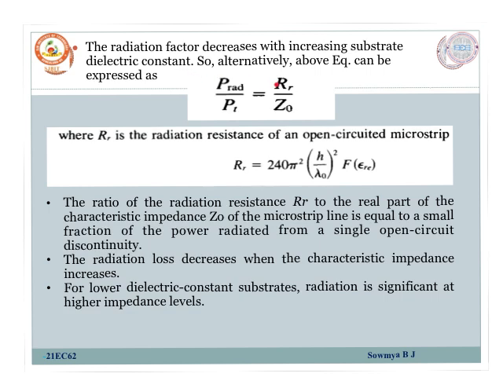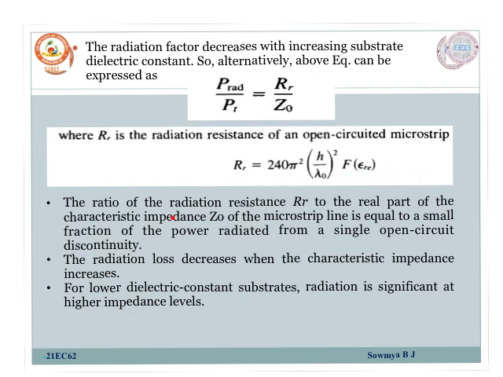So, the equation can be expressed as P rad divided by Pt is equal to Rr divided by Z naught, where Rr is the radiation resistance of an open circuited microstrip, and Rr is given by 240 pi square into h by lambda naught the whole square into f of epsilon Re, where f is the radiation factor.